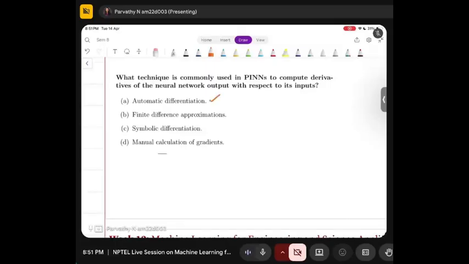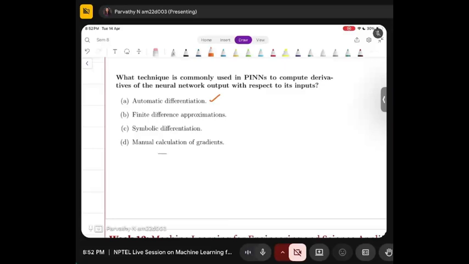I'll just read out what is written in the previous year assignment solution. It efficiently computes the exact derivatives by leveraging the chain rule through computational graphs, unlike finite differences, which is approximate, or symbolic differentiation, which is computationally expensive for complex networks. Automatic differentiation is implemented in frameworks like TensorFlow and PyTorch that enable seamless gradient computation for PDE residuals. So the technique most commonly used in PINNs to compute the derivative is automatic differentiation.